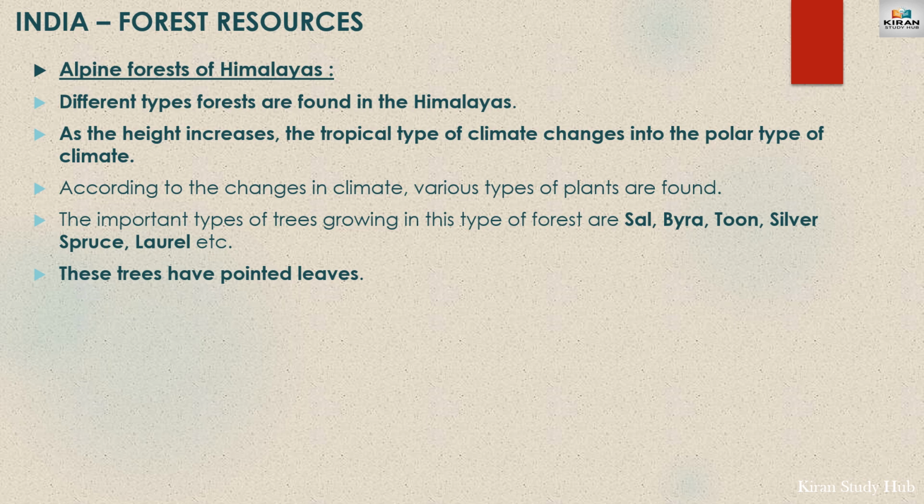Alpine forest of Himalayas. This forest is mainly found in the Himalayas of India. As the height of Himalayas increases, the climate will change. As the climate changes, the vegetation of the forest type will also change. It will change from tropical type of climate at the lower altitude to polar type of climate at the higher altitude. The important types of trees in this forest are sal, tun, silver spruce, laurel, etc. The trees of this forest have pointed leaves.